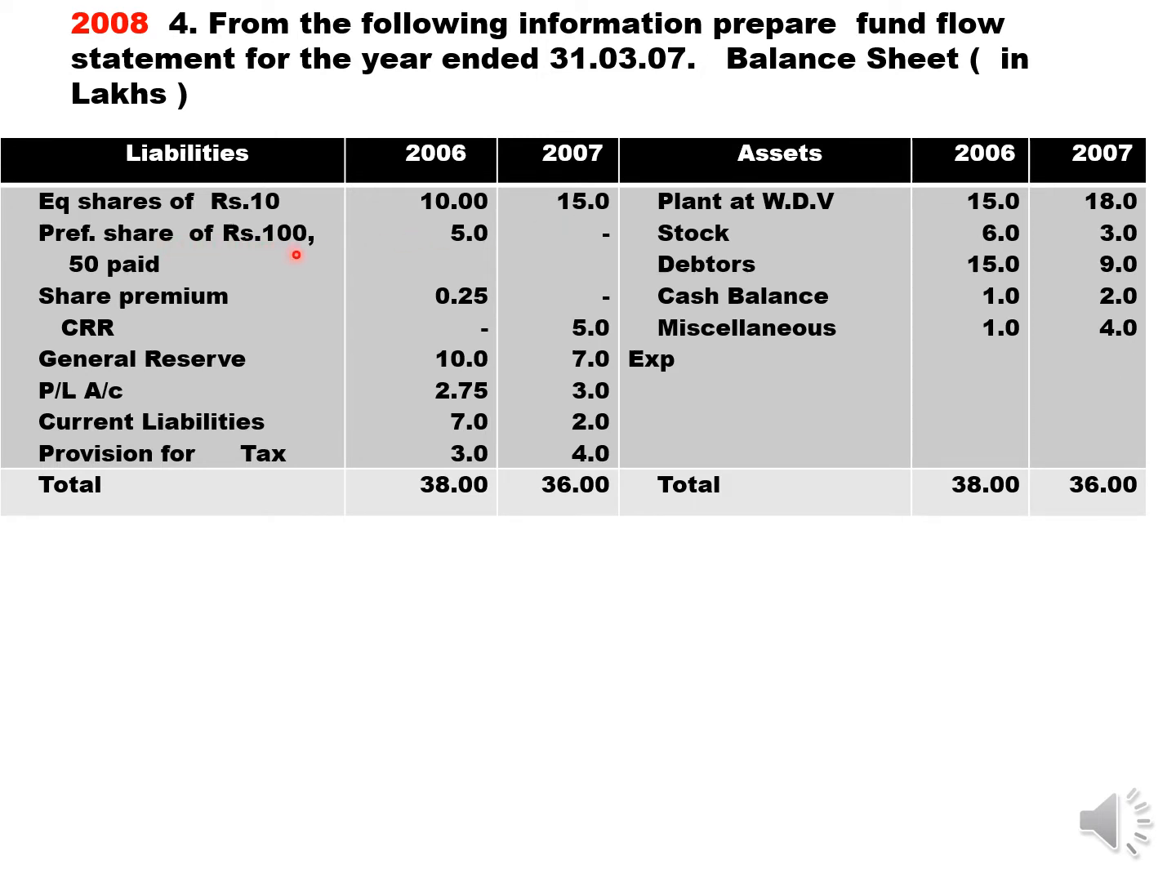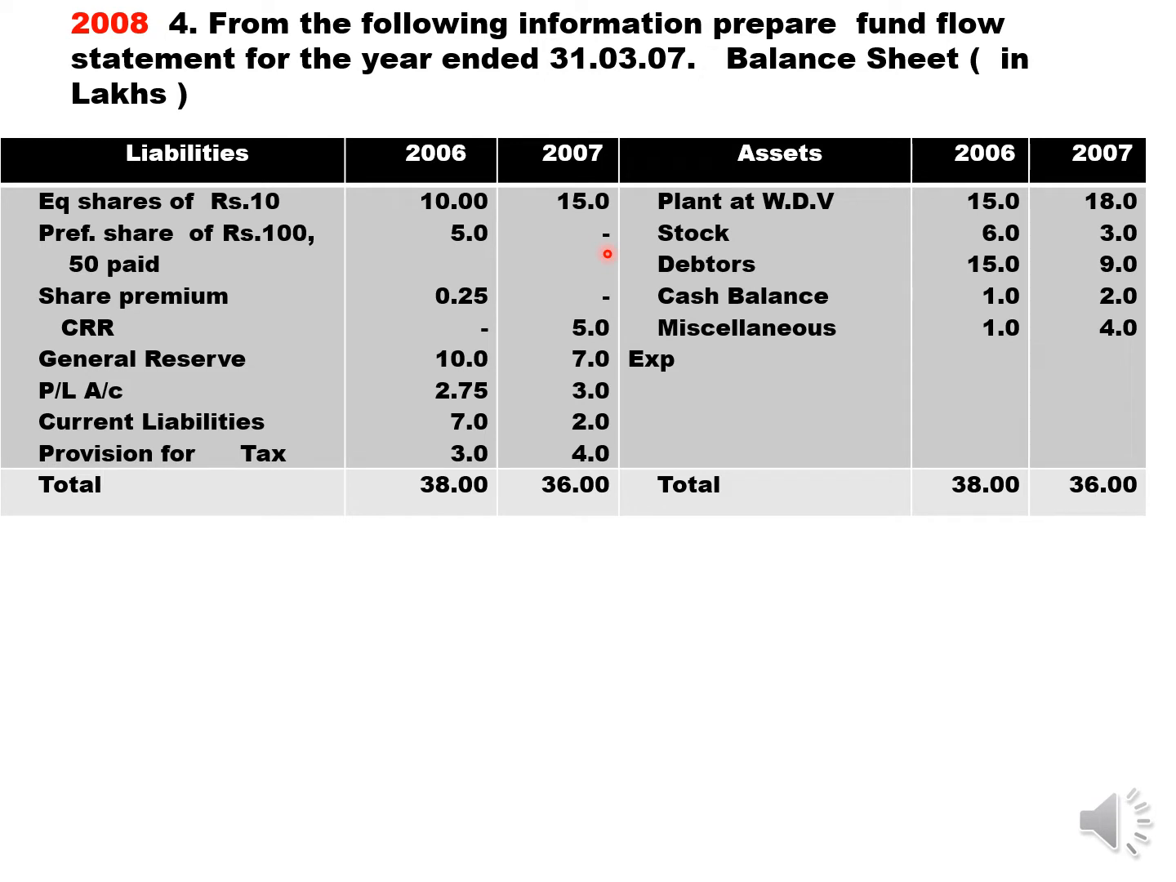Preference shares of rupees 100 each, 50 paid. That means face value is 100 but 50 is paid and remaining 50 is unpaid. So last year it was 5 lakh, current year it's nil. It means preference shares are redeemed. Preference shares are repaid. Students, preference shares cannot be redeemed if it is partly paid. But in our problem it is redeemed. But it cannot be redeemed if it is partly paid.